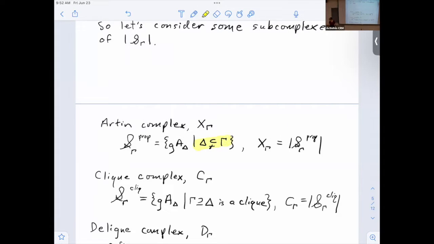So this is our condition here. Yeah, just that it's proper. Yeah, other than that, everything's the same. All right. Turns out that's a nice complex called the Artin complex.